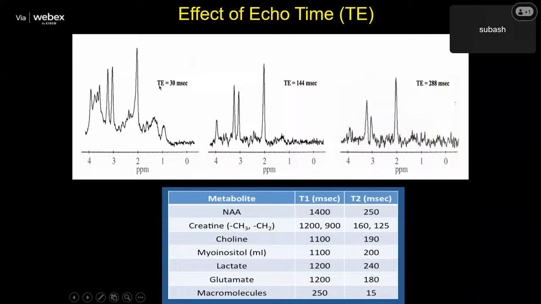This is the echo time: 30 milliseconds, 144 milliseconds, 280 milliseconds. At 30 milliseconds, the peaks are quite high and noise is very low. As you go to higher and higher echo times, the signal becomes noisier. You can see the effect of TE on the spectrum.